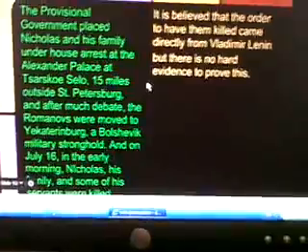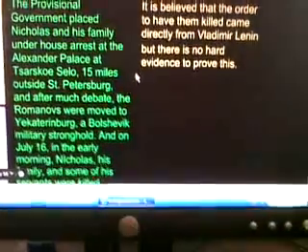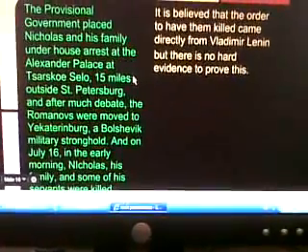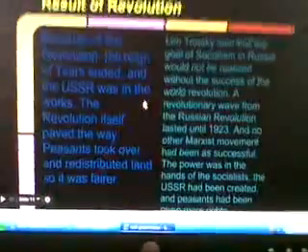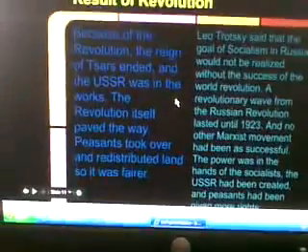The provisional government placed Nicholas and his family under house arrest at the Alexander Palace at Tsarskoye Selo, 15 miles outside St. Petersburg, and after much debate, the Romanovs were moved to Yekaterinburg, a Bolshevik military stronghold. And on July 16th, in the early morning, Nicholas, his family, and some of his servants were killed. It is believed that the order to have them killed came directly from Vladimir Lenin, but there is no hard evidence to prove this.